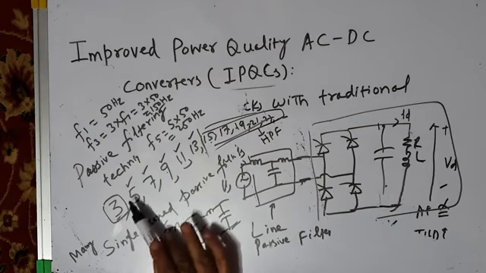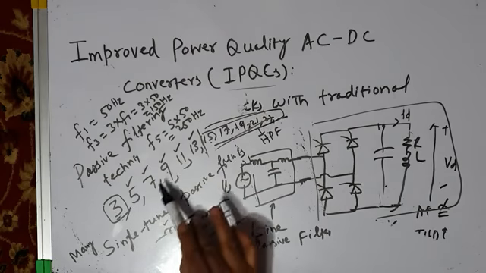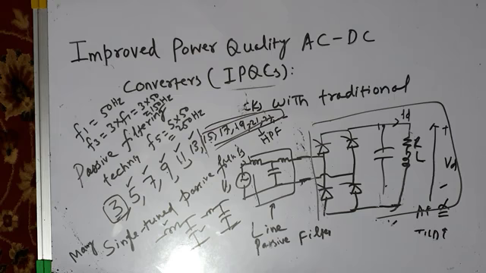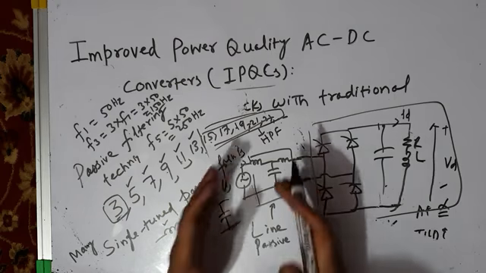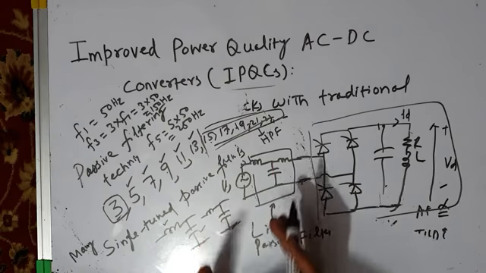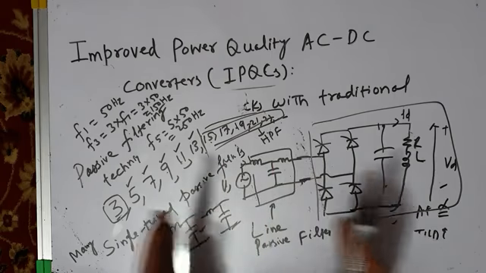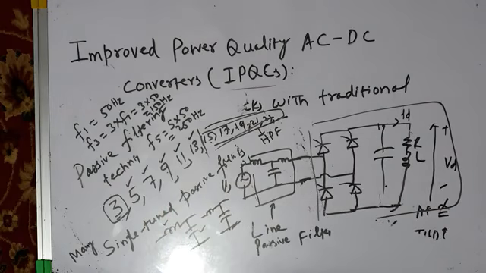But what about the size of these single tuned filters? They are at low harmonic frequencies. Their size will be very large. That will make the size of these passive filters, so many filters, very large. The whole assembly will become bulky and costly.